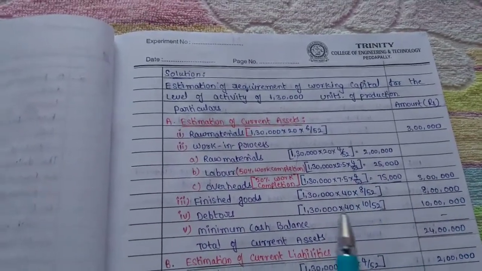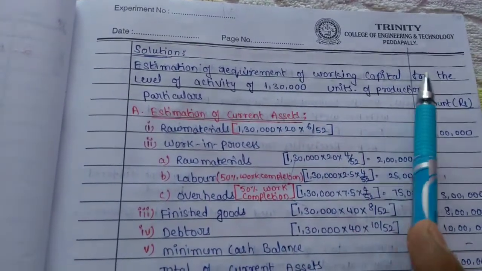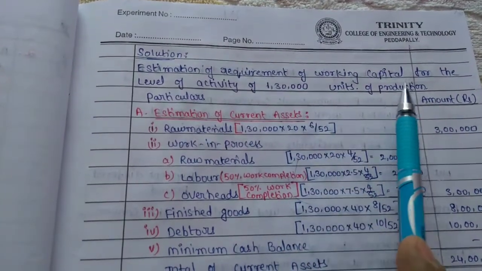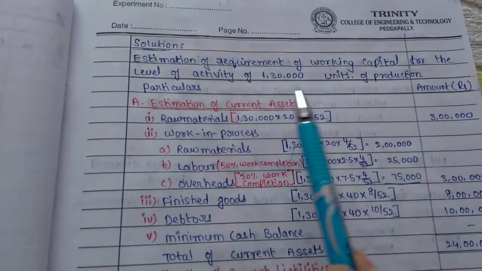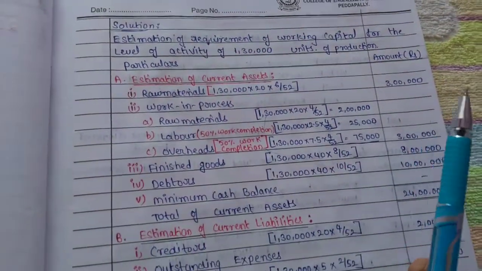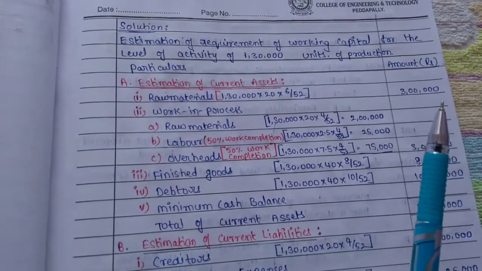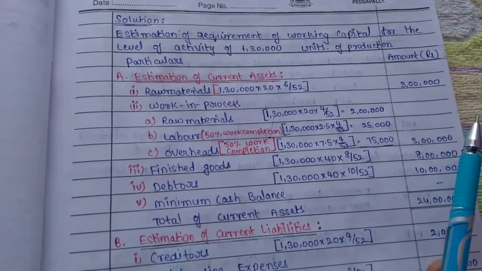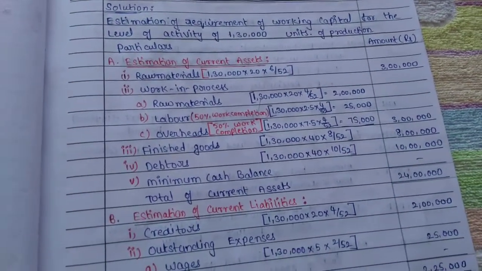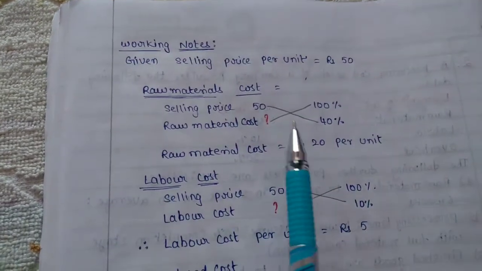Here, this is the solution. See, estimation of requirement of working capital for the level of activity of 1,30,000 units of production. Here, particulars and amount. So here, before going to solve this problem, first we have to make working notes to know what is the cost per unit of raw material, labor cost per unit and overhead cost per unit. See, this is the working notes.